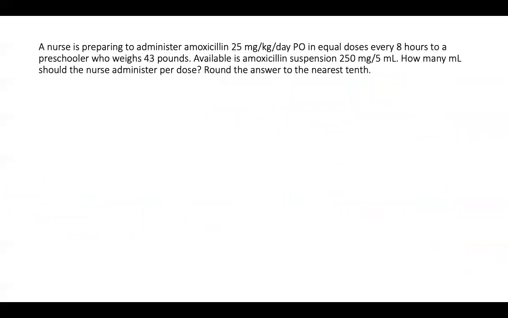Okay, so this problem reads, a nurse is preparing to administer amoxicillin 25 milligrams per kilogram per day, PO in equal doses every 8 hours to a preschooler who weighs 43 pounds. Available is amoxicillin suspension, 250 milligrams per 5 milliliters. How many milliliters should the nurse administer per dose? Round the answer to the nearest tenth. Okay, step 1, what are we looking for? The question says, how many milliliters should the nurse administer per dose? So we're looking for milliliters per dose.